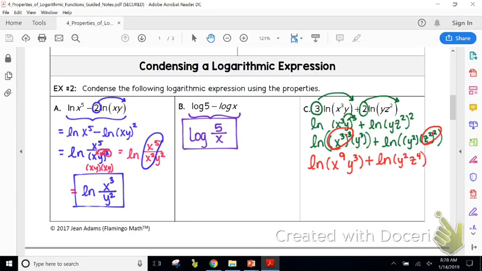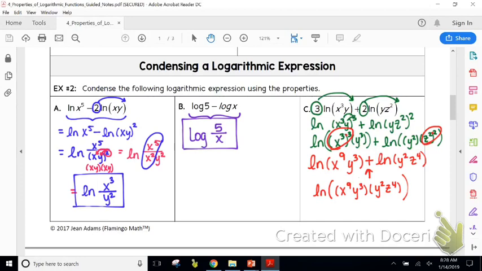Now what can we do? Now I can set them over each other. All right, well, they're being what? Added or subtracted? Added. And what do we do when they're being added? We multiply. So we got the natural log, I'm going to do a big parenthesis here, of my first term times my second one. Is it only when we put them over each other when we subtract? Right, you only divide when you subtract. You multiply when you're adding.